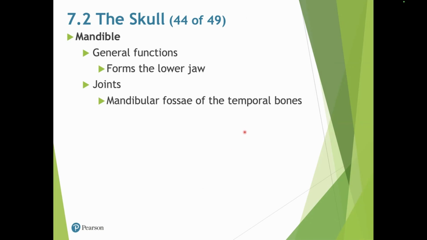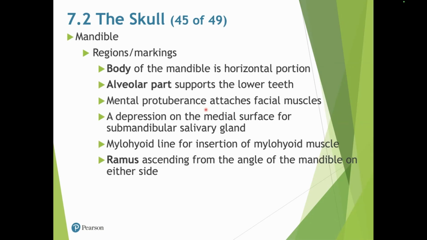Moving on to the mandible. The general function of the mandible is to form the lower jaw. The joints are with the mandibular fossae of the temporal bones. The markings: we're going to have a body, alveolar part, and mental protuberance, which attaches facial muscles. You have a depression in the medial surface down the middle for the submandibular salivary gland. You have your mylohyoid line for the insertion of the mylohyoid muscle.